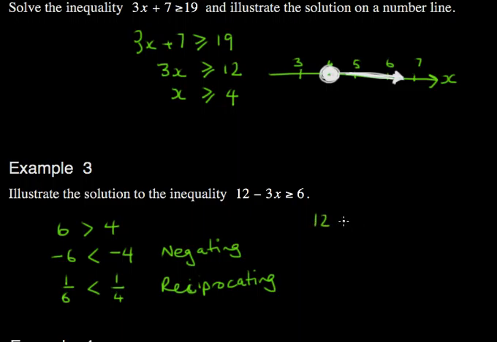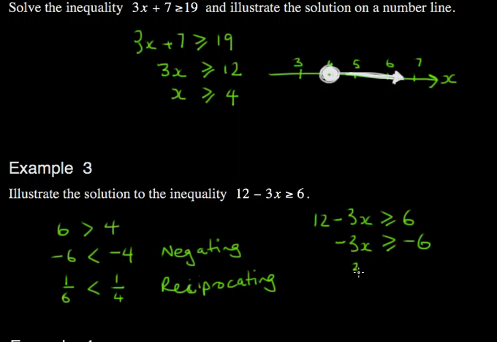So if I were to write 12 minus 3x is the same as or greater than 6, then by getting rid of this 12 first, I have to subtract 12 from both sides. So minus 3x is the same as or greater than minus 6, because I've removed the 12. So 6 minus 12 is minus 6. And now I divide by -3. And when I divide by -3, it's one of these things. We're negating it.